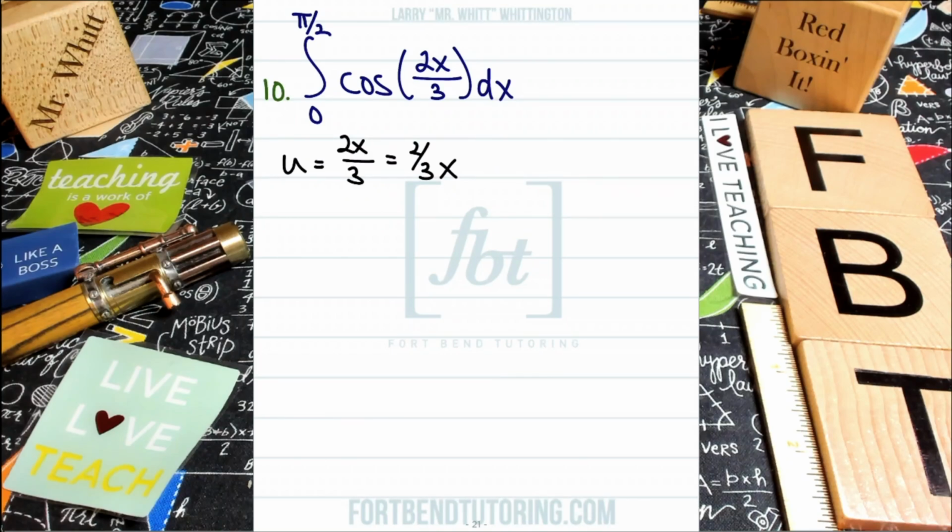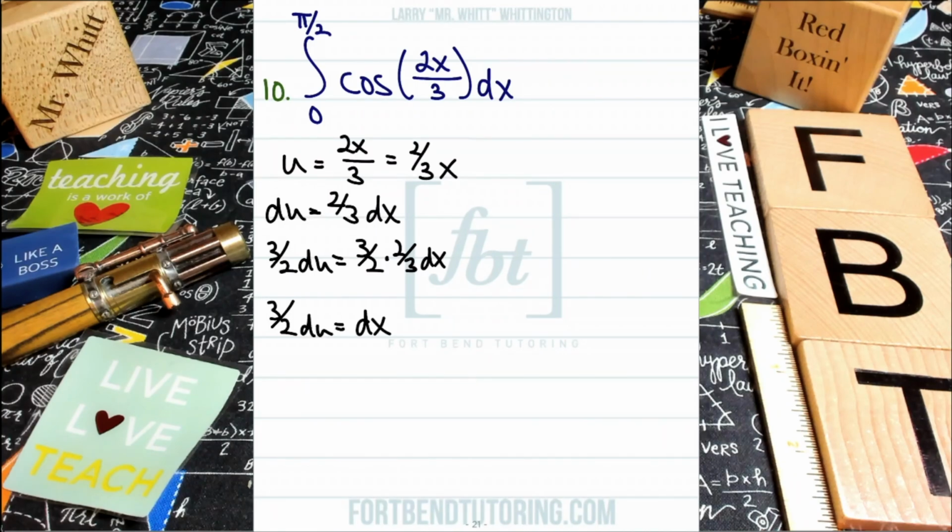Here, our derivative is going to be du equals 2/3 dx. Well, if I were to multiply both sides by 3/2, so I'll have 3/2 du equals 3/2 times 2/3 dx. What happens is you'll have the 3/2 du being equal to dx. So we'll keep that in mind. And what we'll do now is substitute this back in our original integral, and you'll have 3/2 times the integral from 0 to pi over 2 of cosine u du.